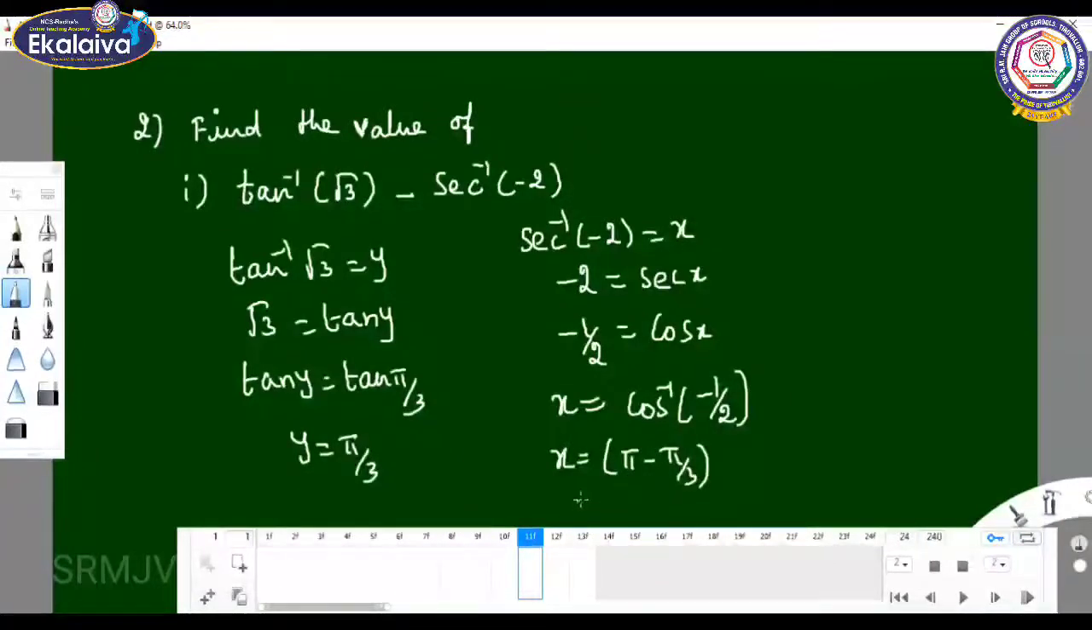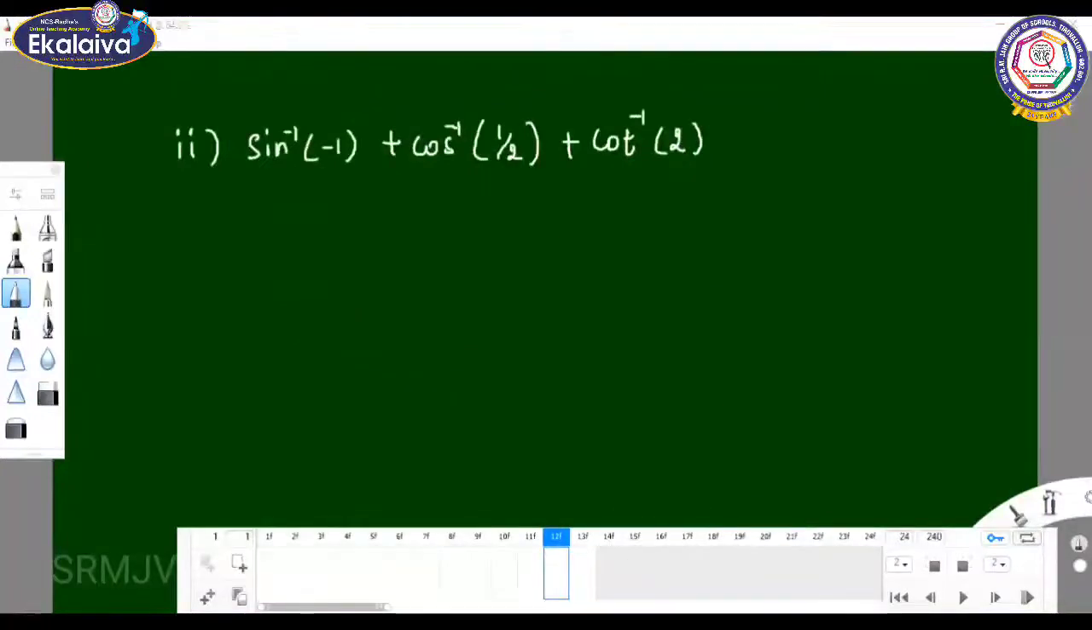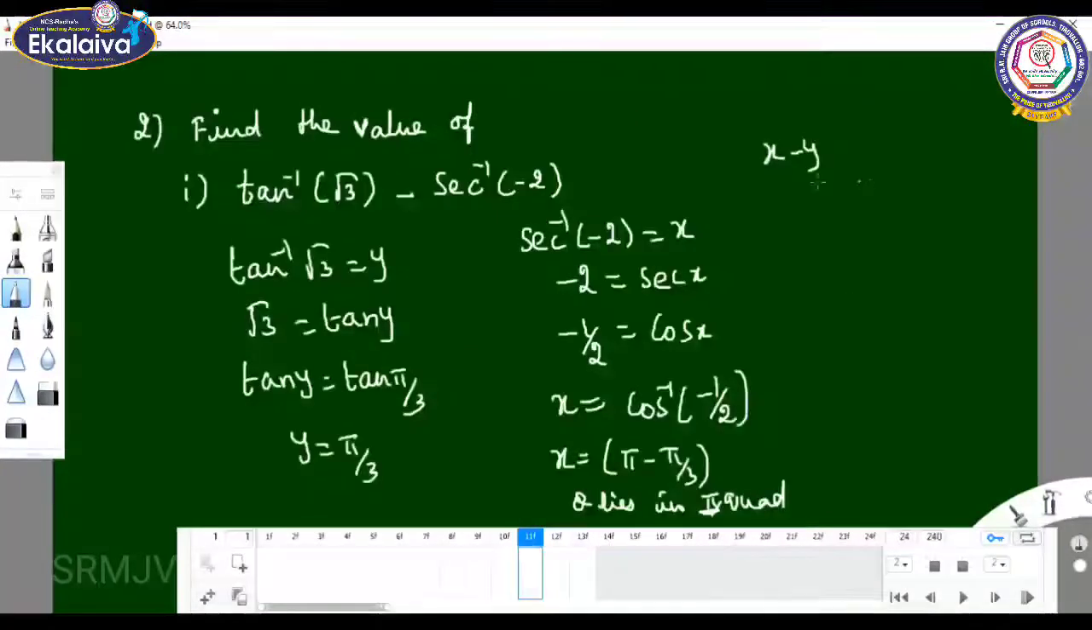180 means what? Theta lies in the second quadrant. So what is the value of x minus y? X minus y equal to what? X value is what?